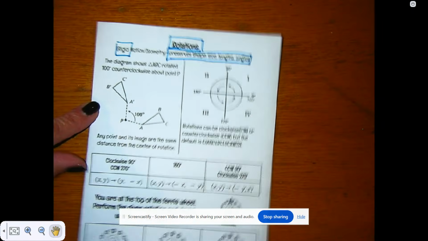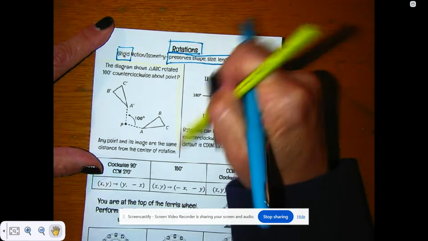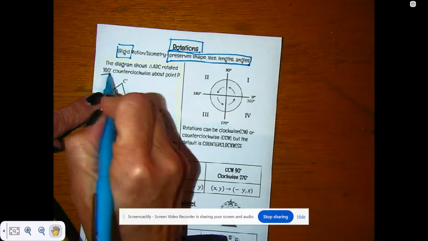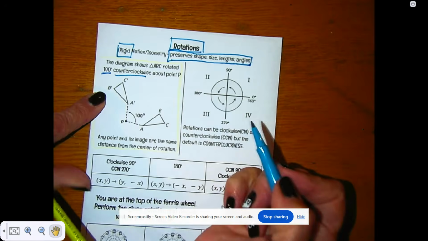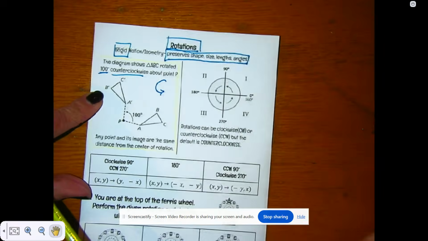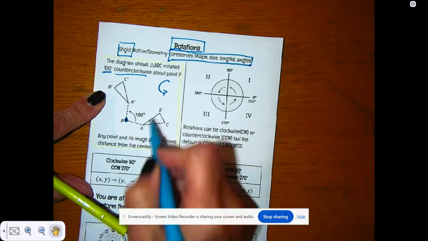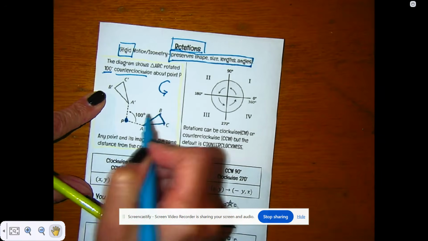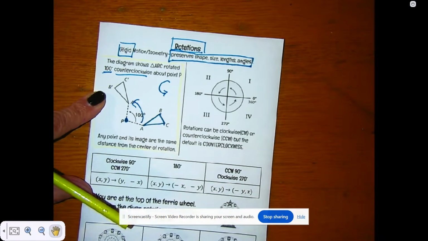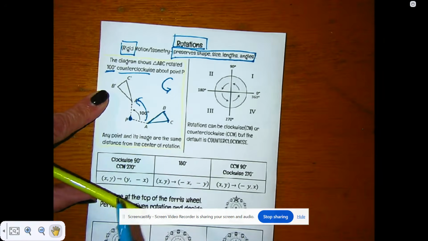So we have a picture on this side here. We have a diagram that shows that triangle ABC is being rotated 100 degrees counterclockwise. Remember, counterclockwise is the opposite way of a clock, so it's going around this way, about point P. So that means it's being held down at point P, and this triangle is being basically swung this way 100 degrees.